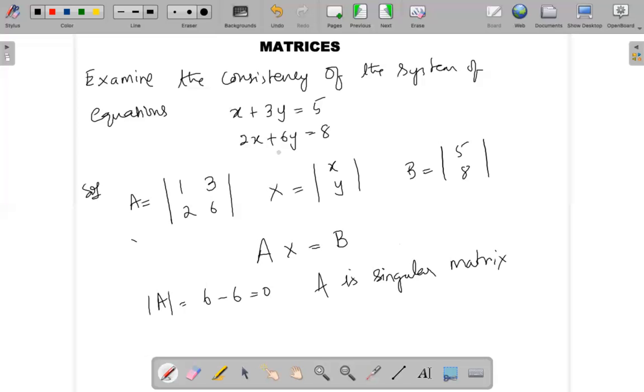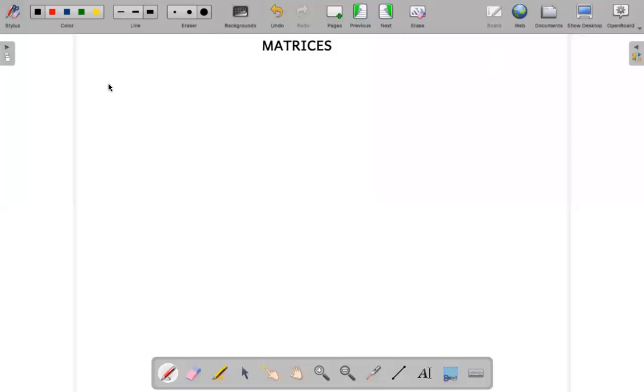Okay, now A is a singular matrix. So the adjoint of A will be 6, minus 3 and minus 2 and 1. Okay, this will be the adjoint term.